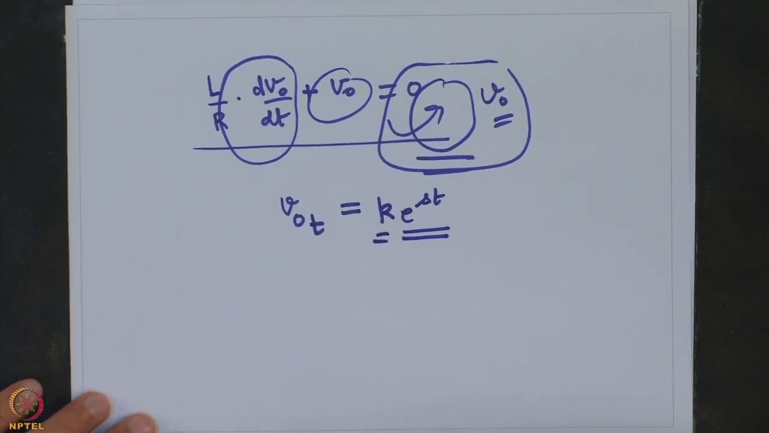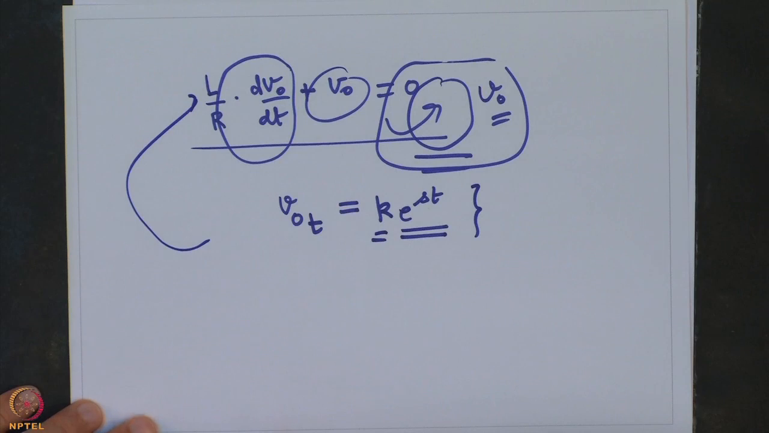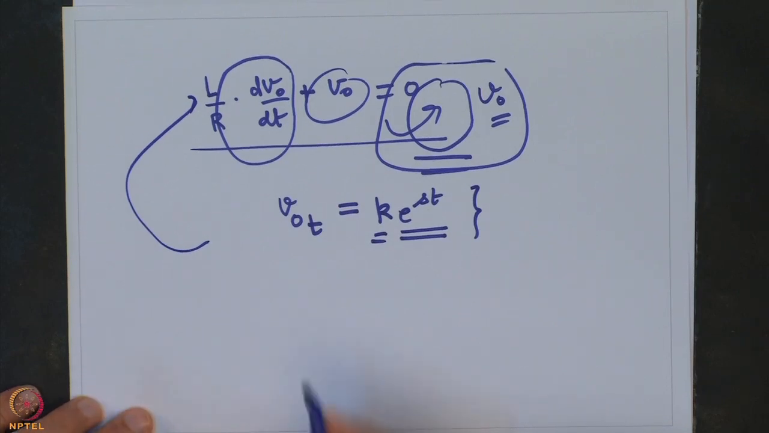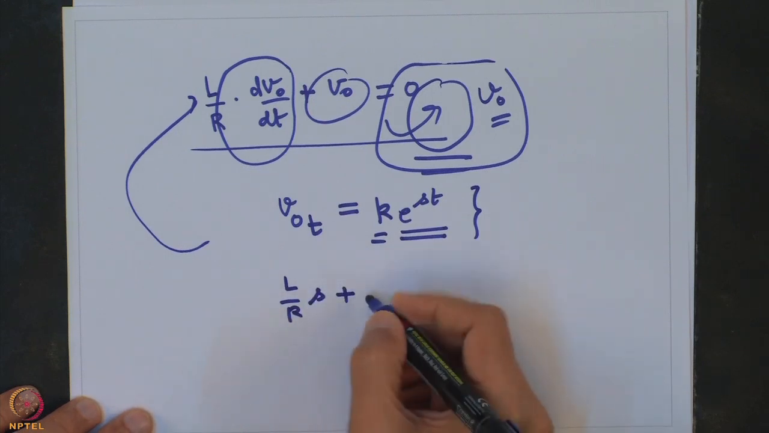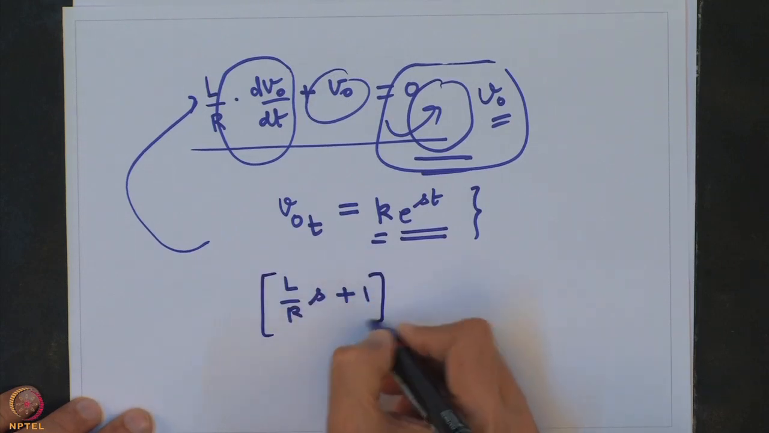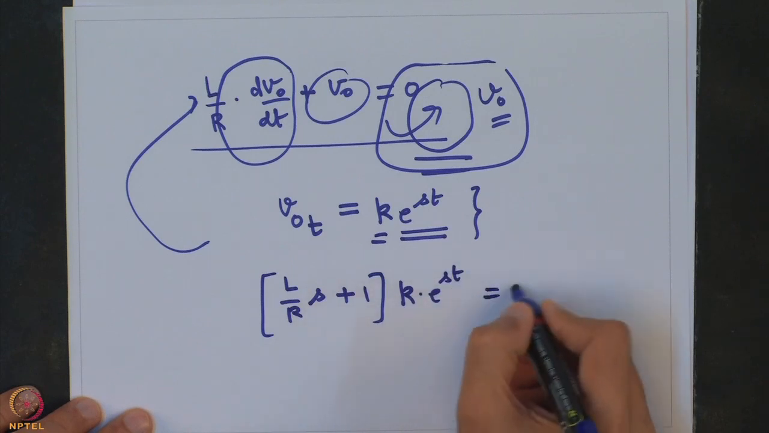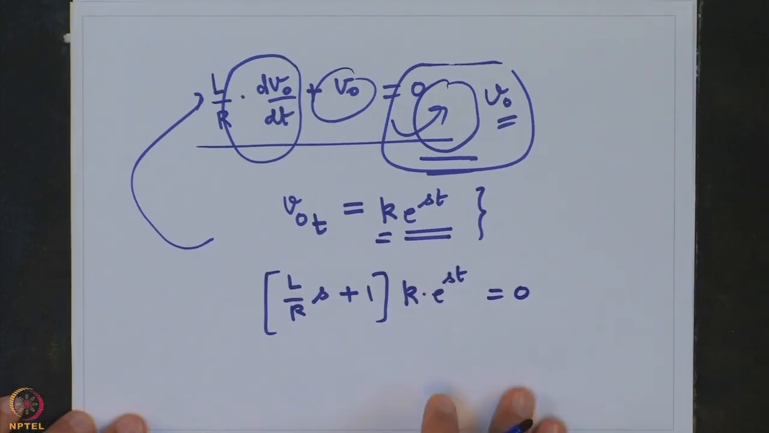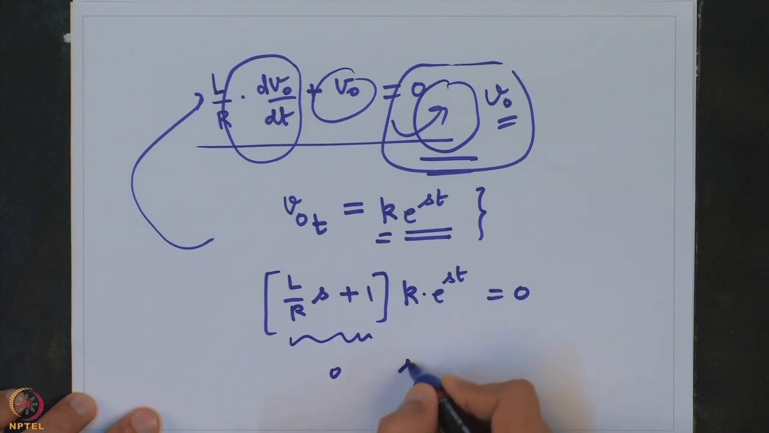Okay, now if we substitute this assumed value into the homogeneous equation that we have, I can say (L by R into s plus 1) k e raised to power st is equal to 0. This is what I would get. And from here I can say that this term must be 0, which means that s must be equal to minus R over L.